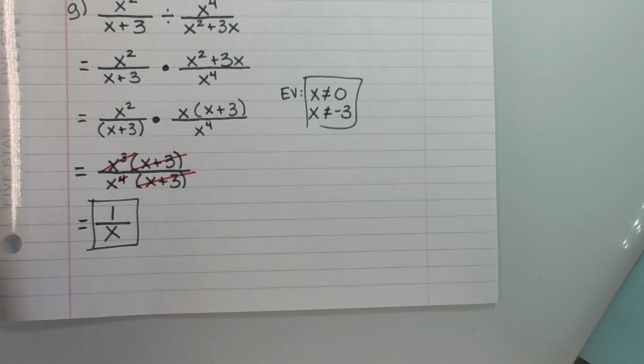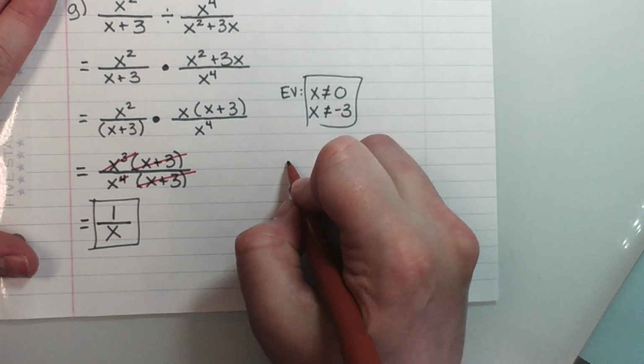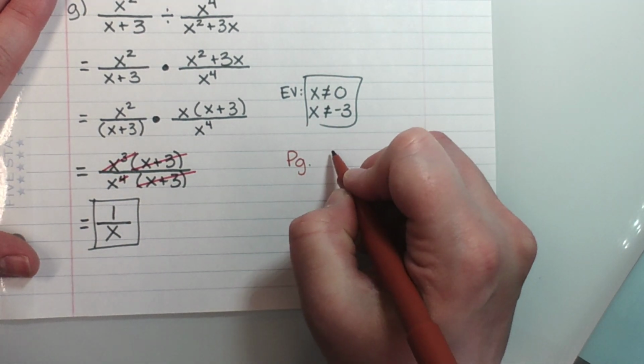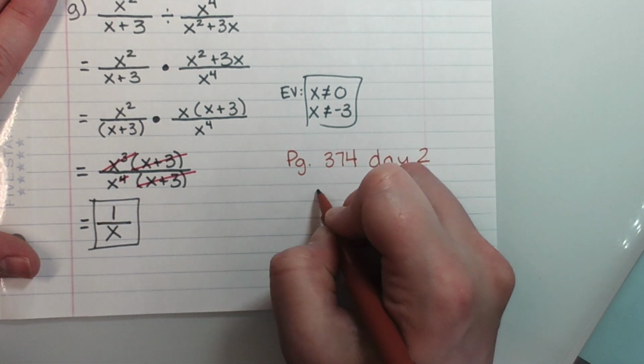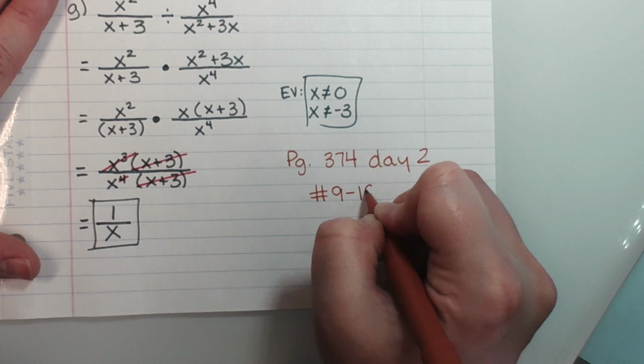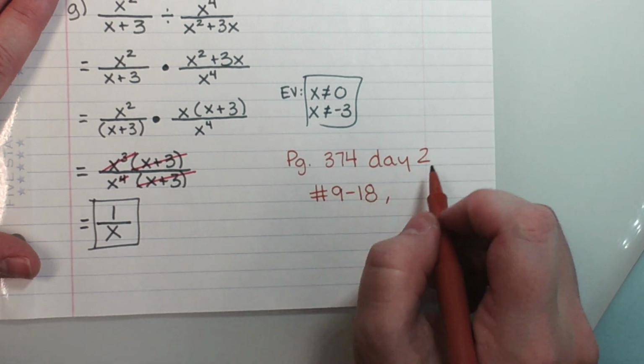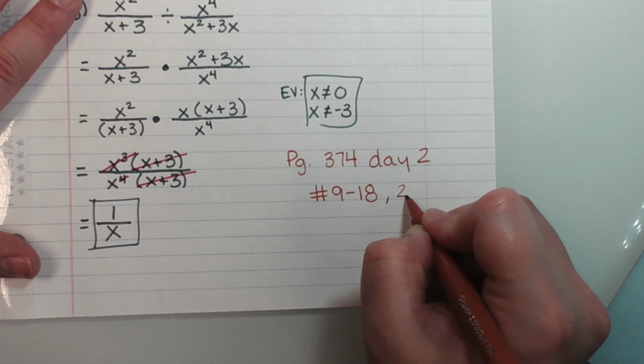Okay, I've spoken long enough. So we're on page 374 again, 9 through 18, 23 through 30.